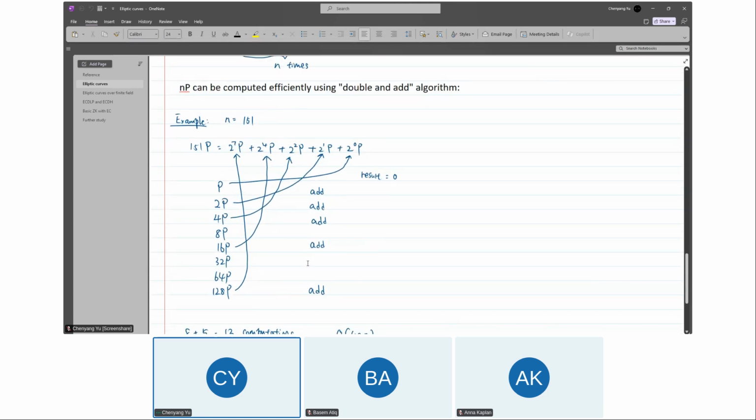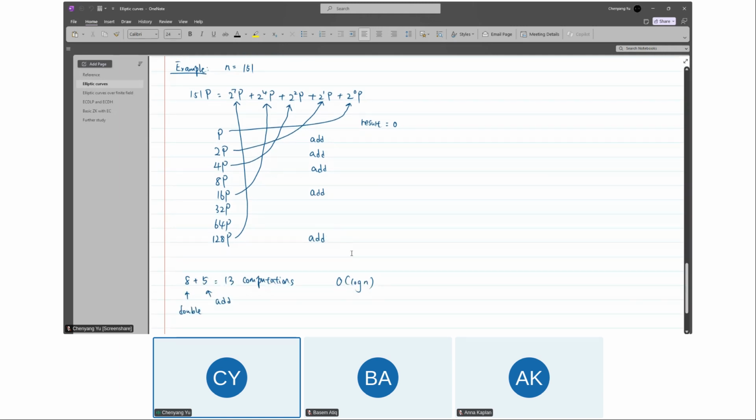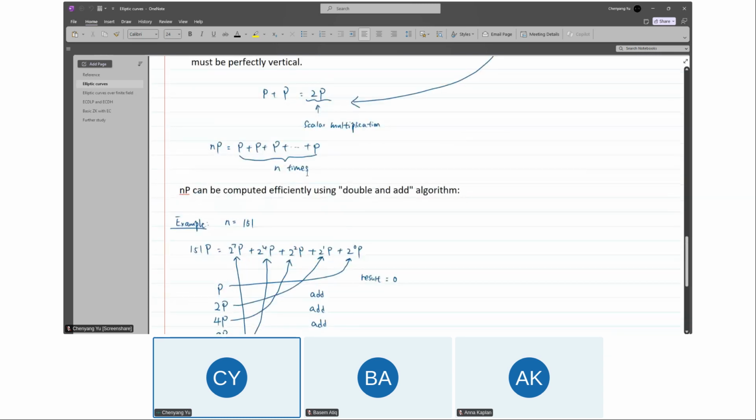So in theory, we are reducing the time complexity to O(log n), because for each double we are skipping half of the possibilities, right? So the total computation it takes is just O(log n). So this is pretty fast. Okay. This is double and add.